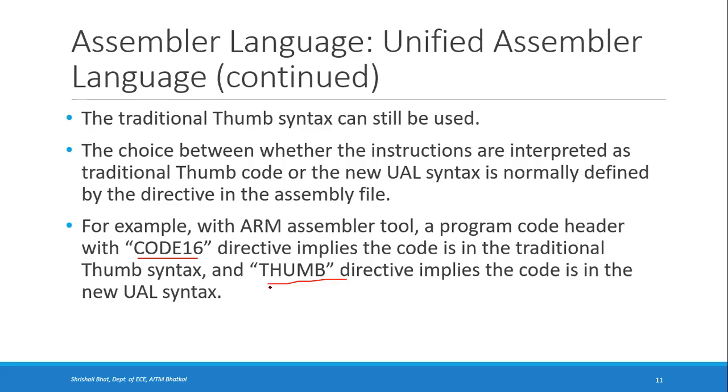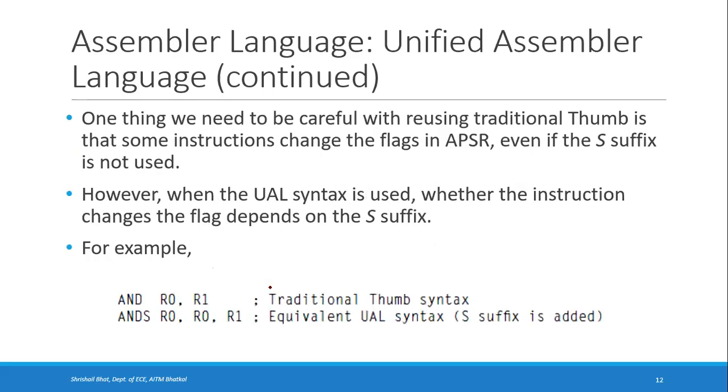So one thing we need to be careful with when reusing traditional thumb is that some instructions change the flags in APSR even if the S suffix is not used. In traditional thumb instruction, even if you do not use S, for example, if you write AND R0, R1 without S, it will update the APSR, because in traditional thumb instruction the S suffix was not defined actually. It is a part of UAL syntax. So even if you do not put S, those flags will be updated.